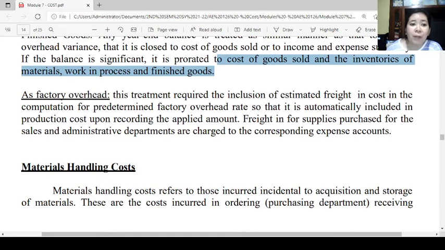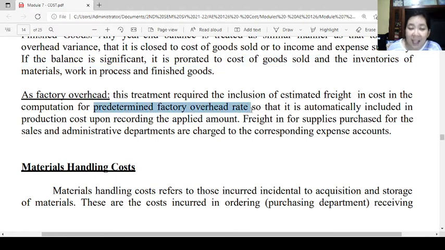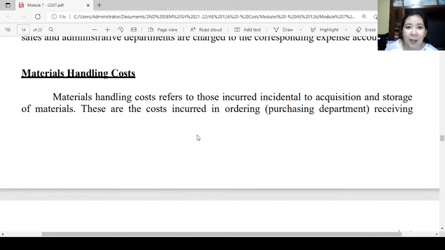If freight in will be treated as factory overhead, this treatment will require the inclusion of estimated freight in our predetermined factory overhead. We will just add it in our factory overhead rate. Okay? So freight in for supplies and for sales or administrative departments will also be charged to their corresponding expense accounts.